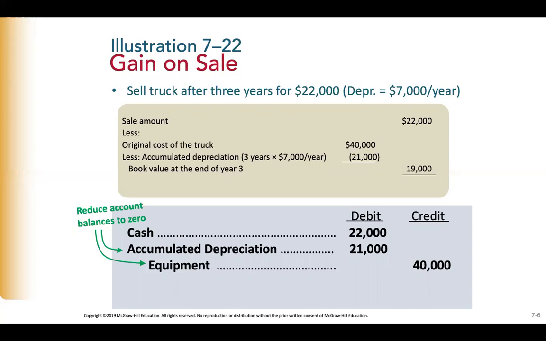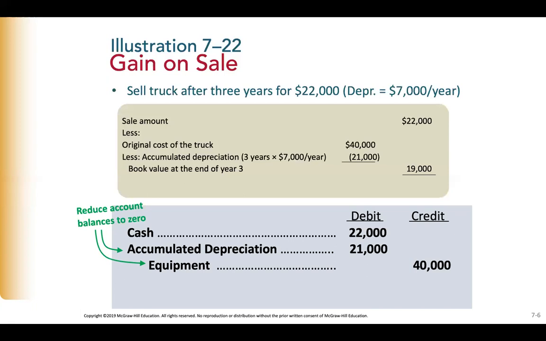We also need to take the accumulated depreciation off that is related to the truck. Accumulated depreciation is $21,000: 3 years times $7,000 a year gives us $21,000. Accumulated depreciation has a normal balance of a credit, so in order to get it to 0, we need to debit accumulated depreciation. Is our journal entry in balance right now? We have debits totaling $43,000 and credits only totaling $40,000. So our journal entry is not in balance.